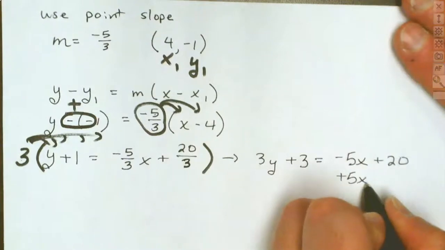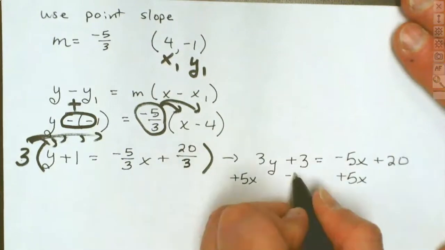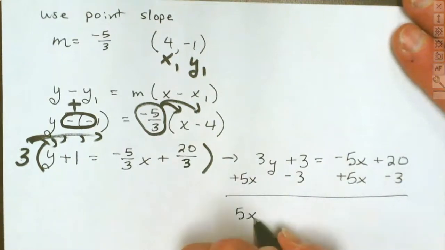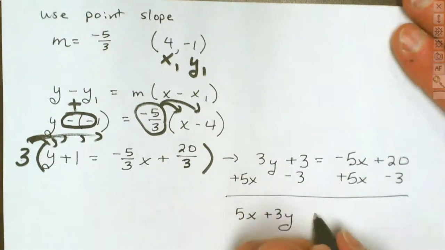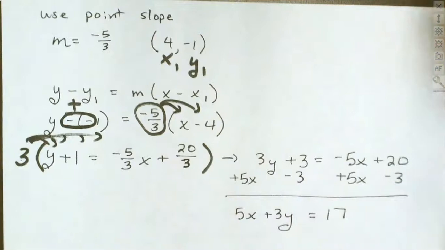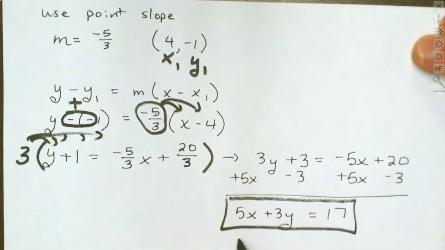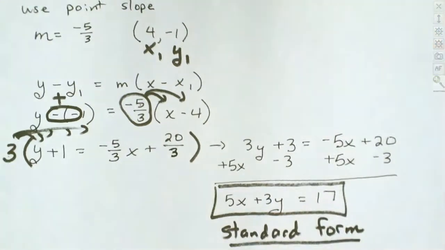Add your 5x, subtract off your 3, and now we are left with 5x plus 3y equals 17. That is in standard form. So that's in standard form. It just takes a bit of time to go through these. They're not really difficult. It's just using the flow chart. Make sure you don't make an algebra mistake.